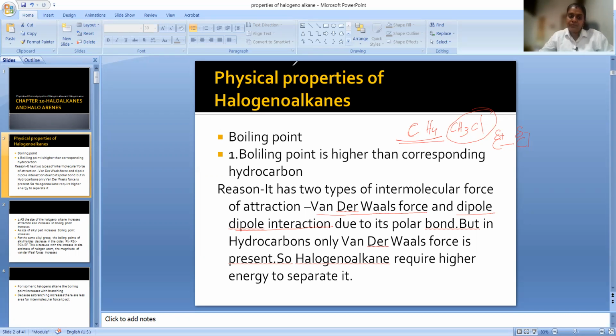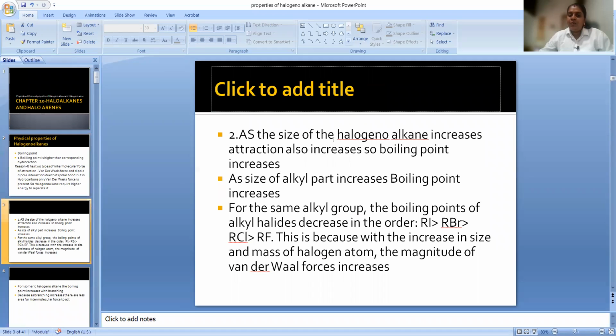Now let us see the next slide. As the size of halogenoalkane increases, the attraction also increases, so the boiling point increases. As the size of halogenoalkane increases, the van der Waals force of attraction also increases, because the number of electrons is increasing. So the boiling point also increases.